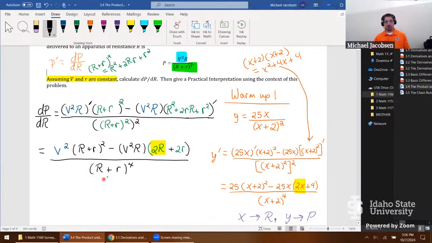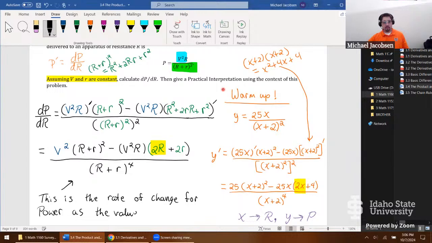So we did it, folks. That's our derivative. Looking at the form we had over here, it's very, very similar. But the tough thing about this one was to see what happens with the variables when your function is written in this way. We still want a practical interpretation. So let's say this is the rate of change for power. The value of R varies.